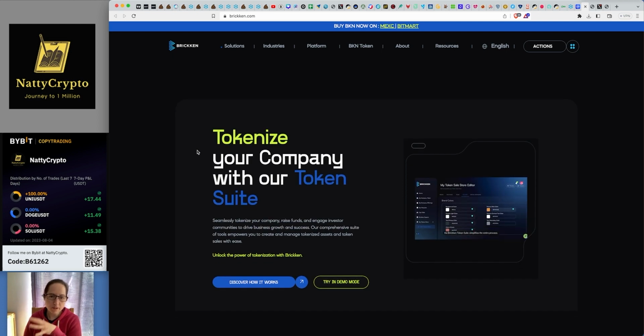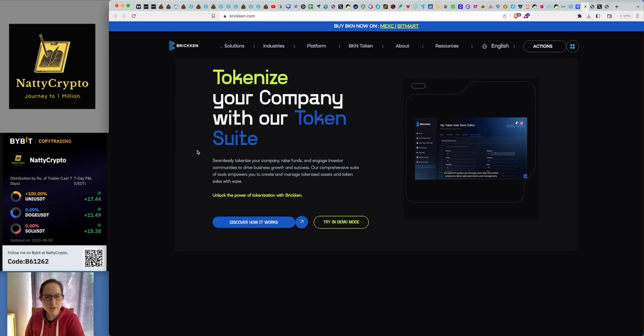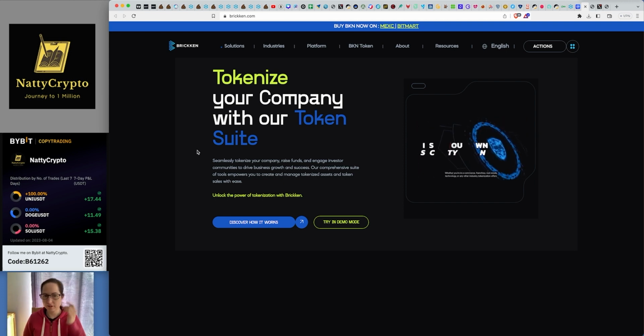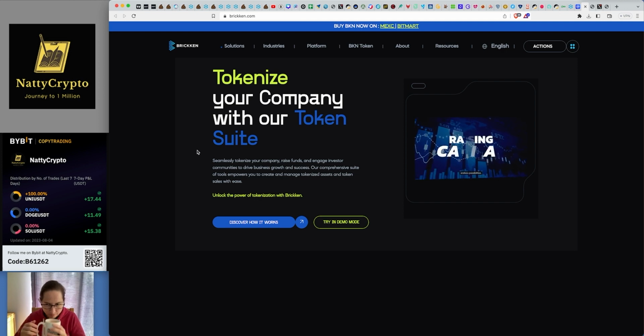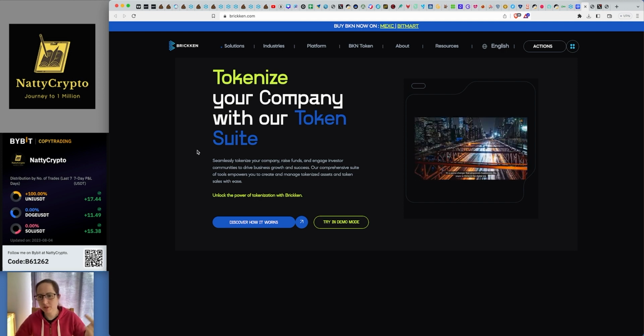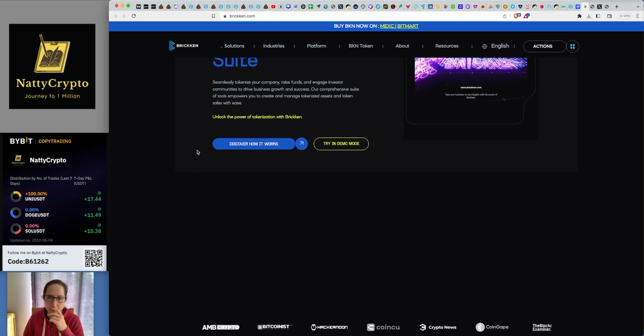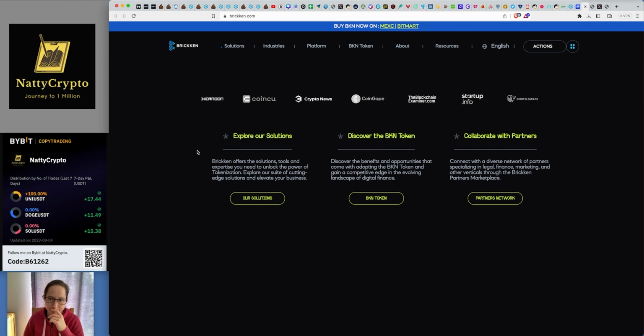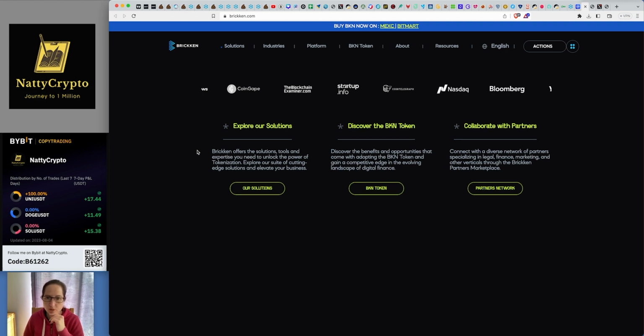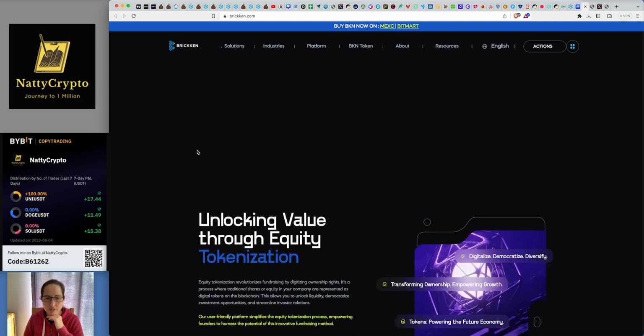So what is it? Tokenize your company with our token suite. Seamlessly tokenize your company, raise funds, and engage investor communities to drive business growth and success. A comprehensive suite of tools empowers you to create and manage tokenized assets and token sales with ease. Tokenized assets, like real world assets, are going to be absolutely huge, I believe, in the next bull run. AI, gaming, real world assets, layer ones, layer twos for Ethereum, it's going to be absolutely huge. Explore our solutions if you want, discover the token and collaborate with partners.